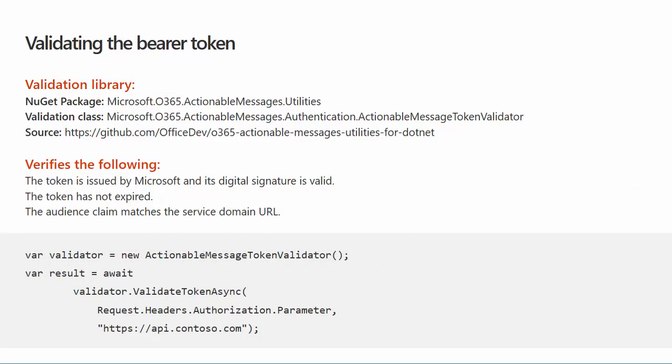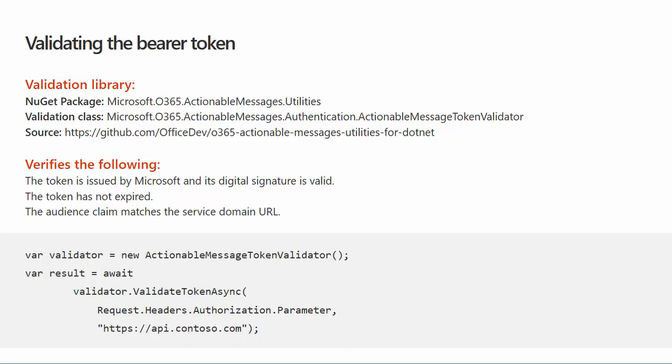However, before I do that, I of course want to validate what's happening here. As we mentioned before, there's a bearer token that is sent to your web service as part of these requests. So Microsoft is providing a token validator for you here. There's a NuGet package that you can add to your project. The class is called Microsoft.o365.actionablemessages.authentication.actionable message token validator, which is quite a mouthful, right?